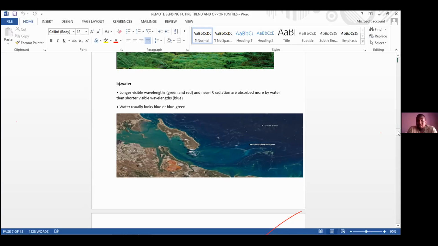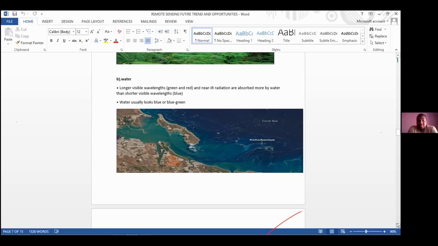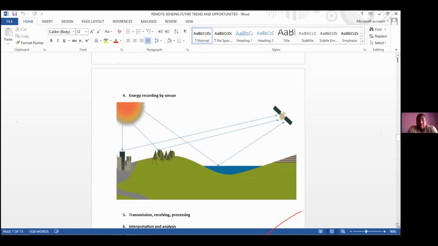So that's how I wanted you to understand the reaction between the radiation and the target. Once it hits a certain target, the color of the target is a short wavelength color that is not able to be absorbed by that target. So let's go to the next step of the remote sensing process, and that is energy recording by the sensor.